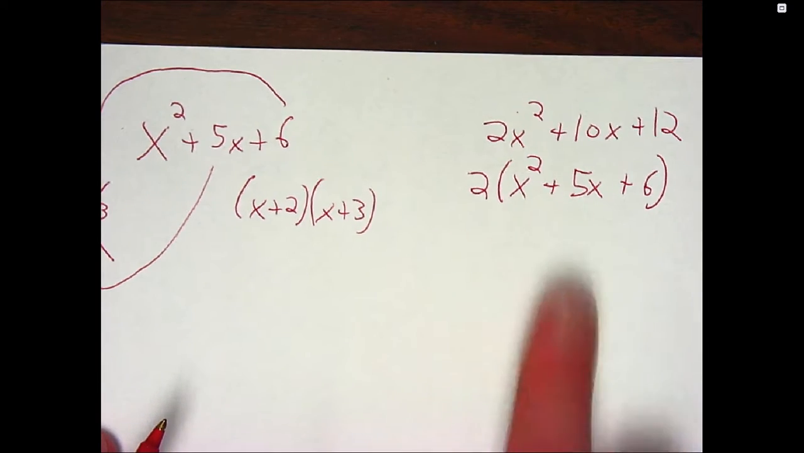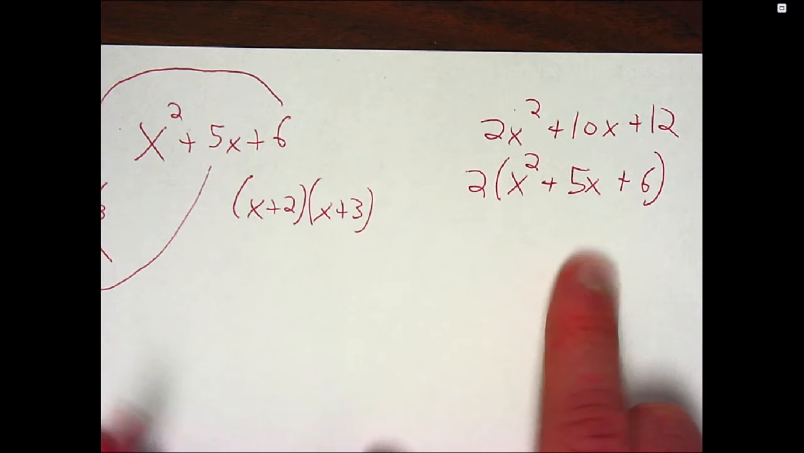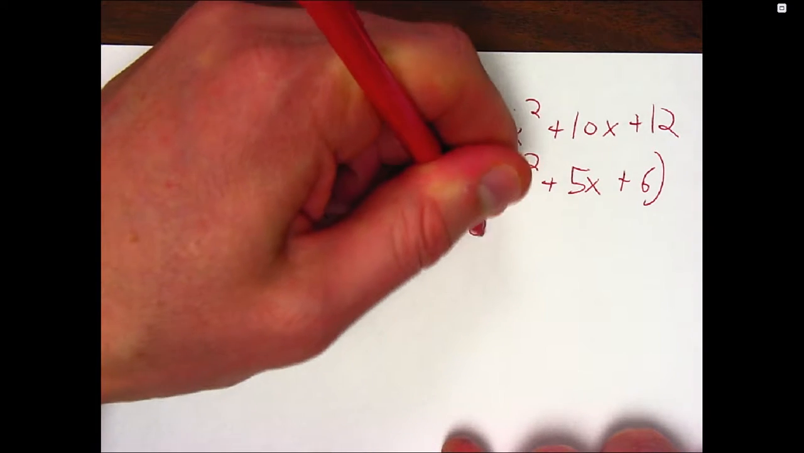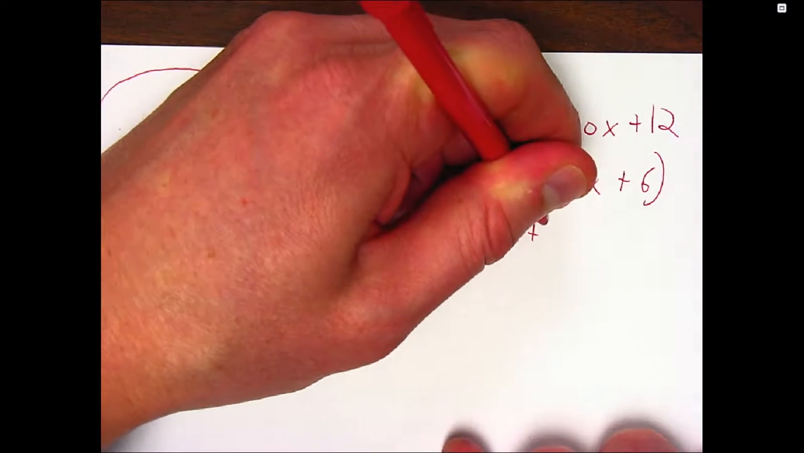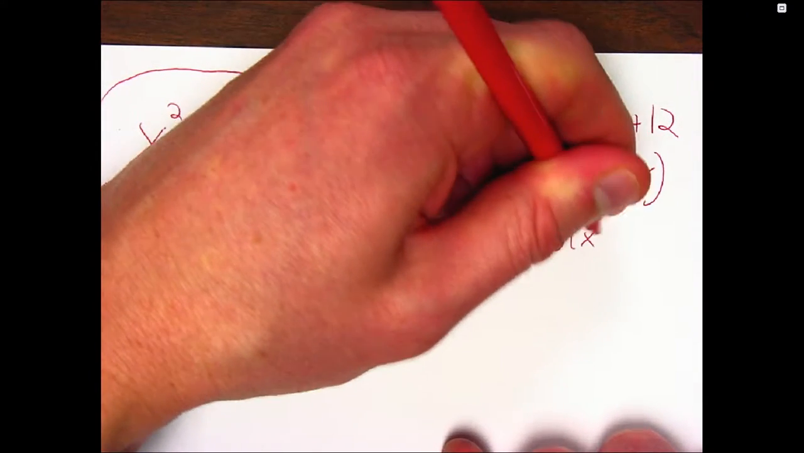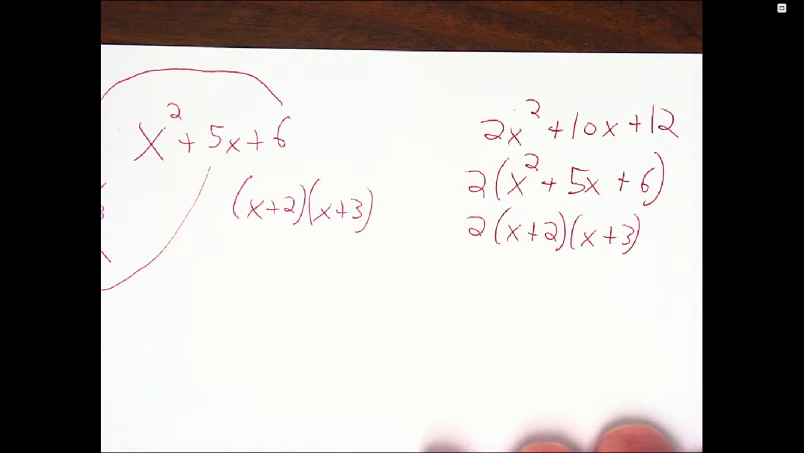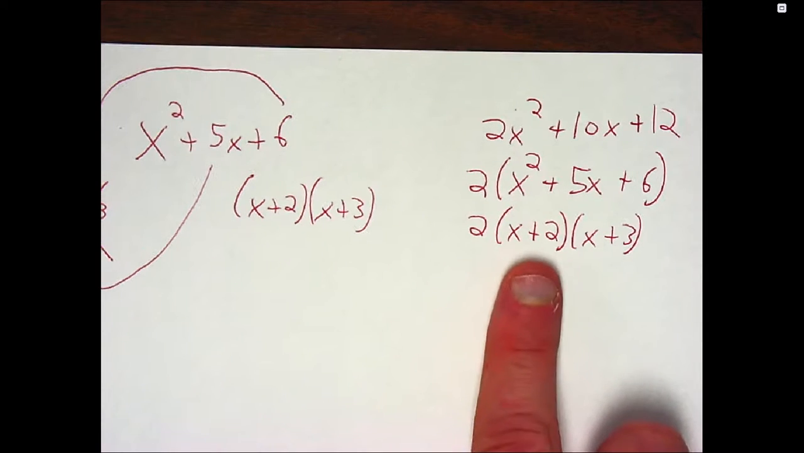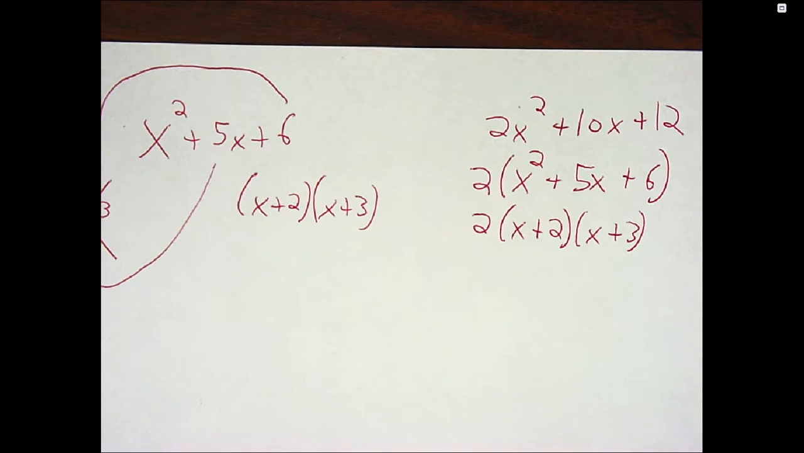And then we check to see if we can factor this. And of course, I picked it conveniently here. This is the problem we just did. So we know how that factors. And so the complete factoring of this original polynomial is 2 and then x plus 2 and x plus 3 in parentheses. All right, so that's sort of the review.